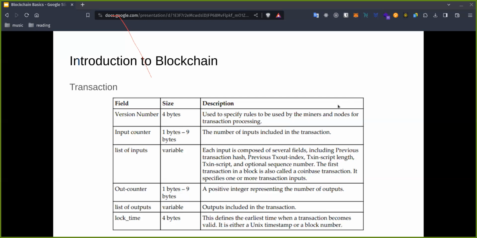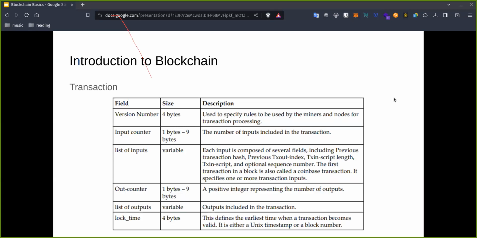Now, let's say this is a transaction for Bitcoin. In this Bitcoin transaction, the version number is kept at 4 bytes. The version number is basically just used to specify rules to be used by miners and nodes for transaction processing. Depending on the version number, you might end up having different rules. Then we have an input counter, which represents the number of inputs included in the transaction. We'll be looking at an example of this in the next slide.